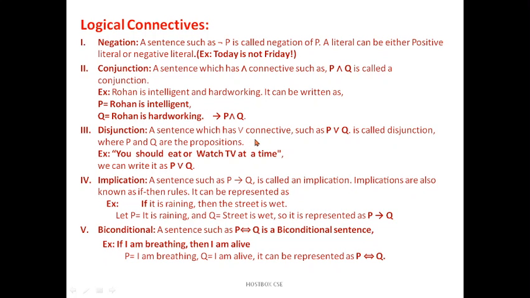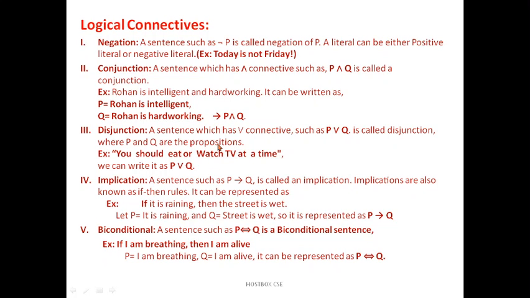Then disjunction. Here a sentence which has the connective or, such as P or Q, is called the disjunction. Here P and Q are the propositions, and we can say, for example, you should eat or watch TV at a time. How do you write it in the view of logical connectives, in propositional logic? P or Q. That means either you should eat or watch TV at a time, so you can do any one. This is what many of them are doing today.